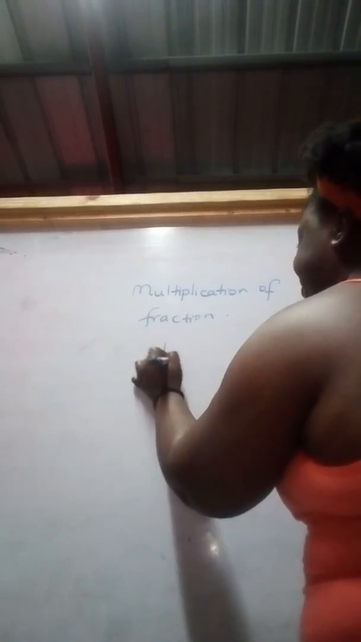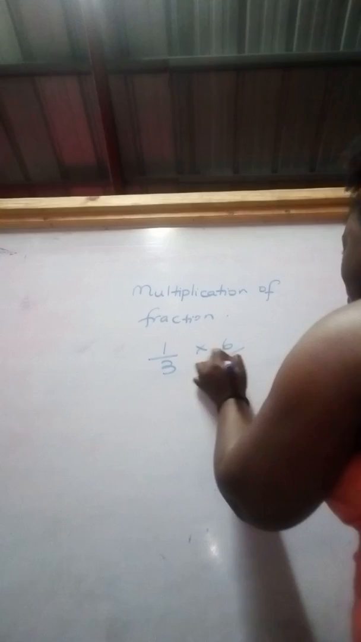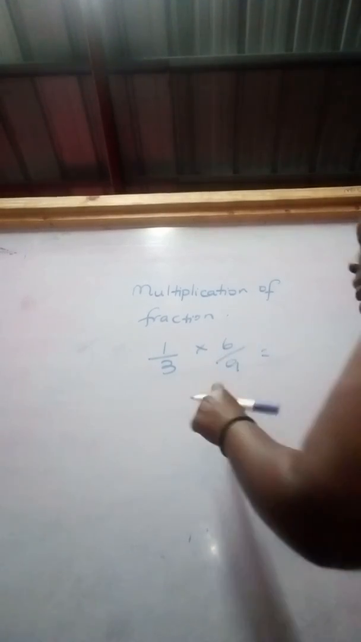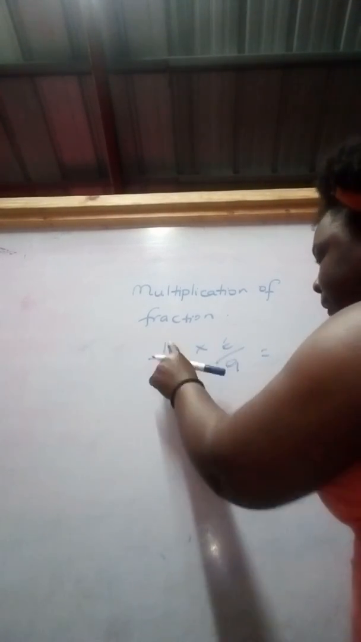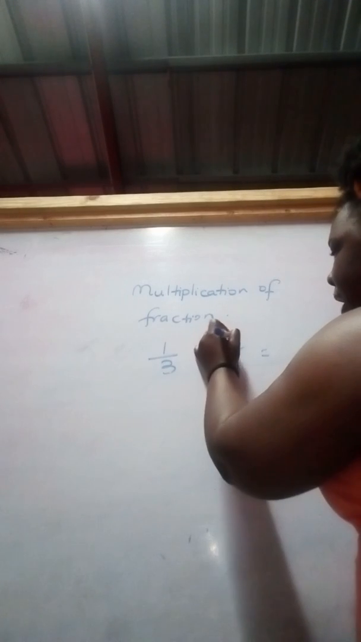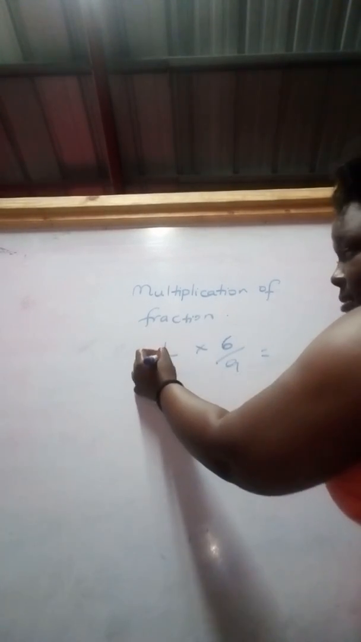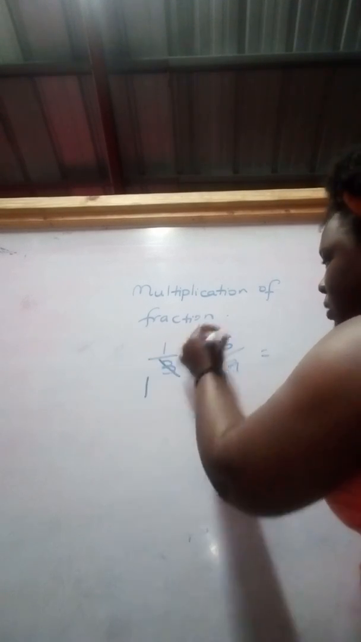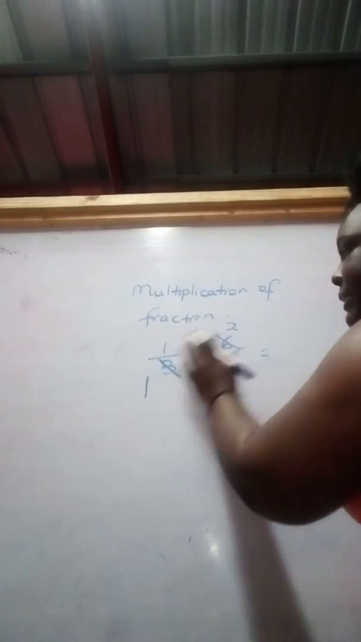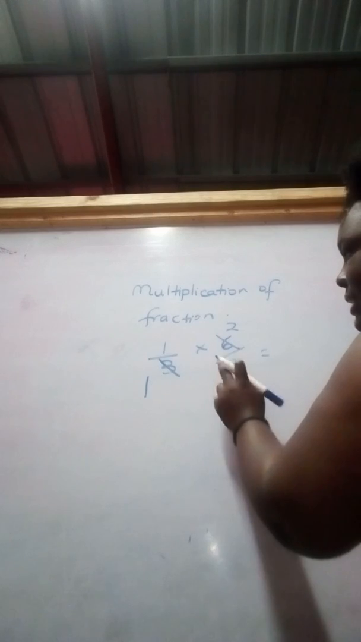So simple. What do we do? We cancel, and we cancel diagonally or up or down, right? So look, what number could go into 3 and what number could go into 6? 3. 3 into 3, 1. 3 into 6, 2. Anything else that could cancel? No, there's nothing else that could cancel.